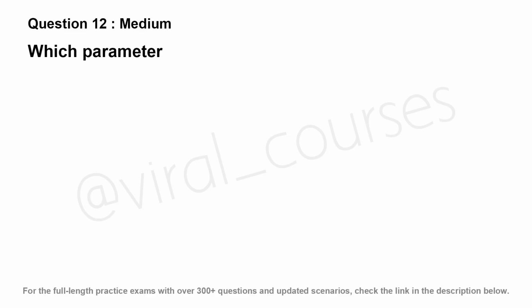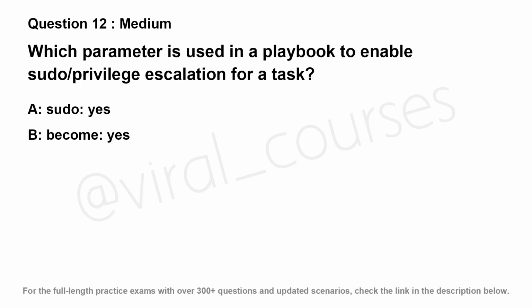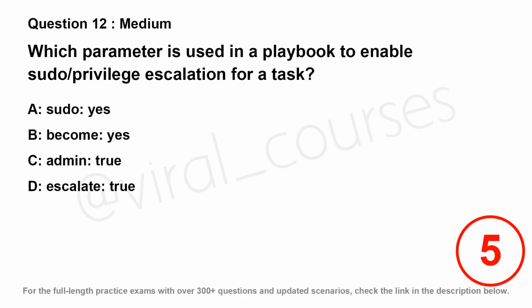Which parameter is used in a playbook to enable sudo privilege escalation for a task? Option A, sudo: yes. Option B, become: yes. Option C, admin: true. Option D, escalate: true.